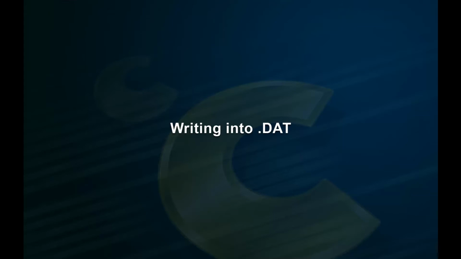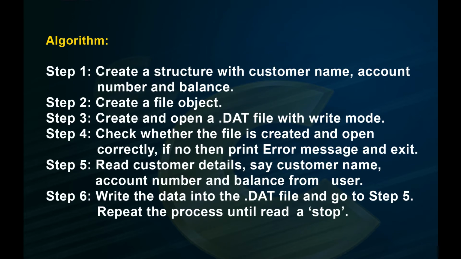This problem can be split up into two different parts. Part A deals with writing into the .dat file. Part B deals with reading from the .dat file. In the next two programs, we shall mainly focus on the sequential access on files of records. Now, let us see the algorithm for writing into the .dat file. Step 1, create a structure with customer name, account number and balance.